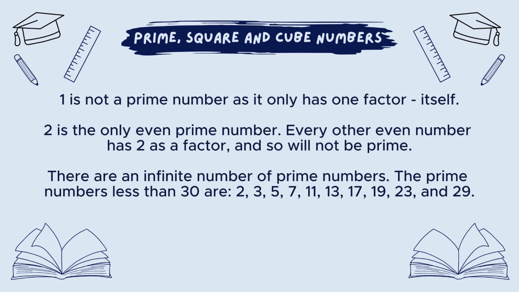2 is the only even prime number. Every other even number has 2 as a factor and so will not be prime. There are an infinite number of prime numbers. The prime numbers less than 30 are 2, 3, 5, 7, 11, 13, 17, 19, 23 and 29.